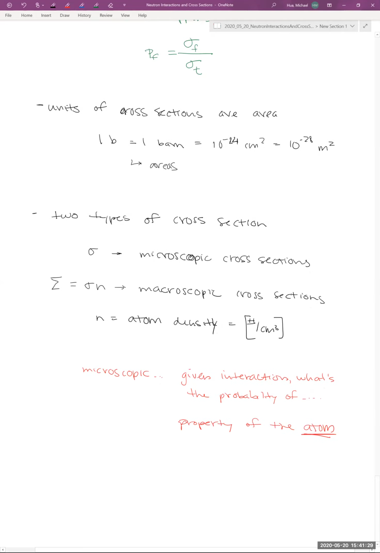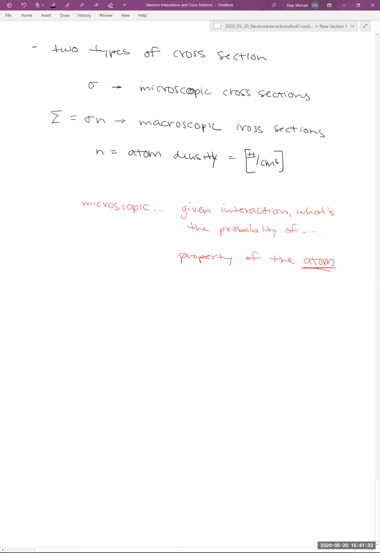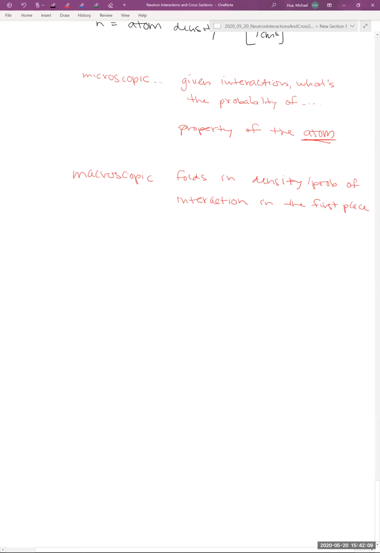What macroscopic cross-sections just do is fold into the equation how much of the material is there. So macroscopic folds in density or probability of an interaction in the first place. So we'll do a couple examples along the way.